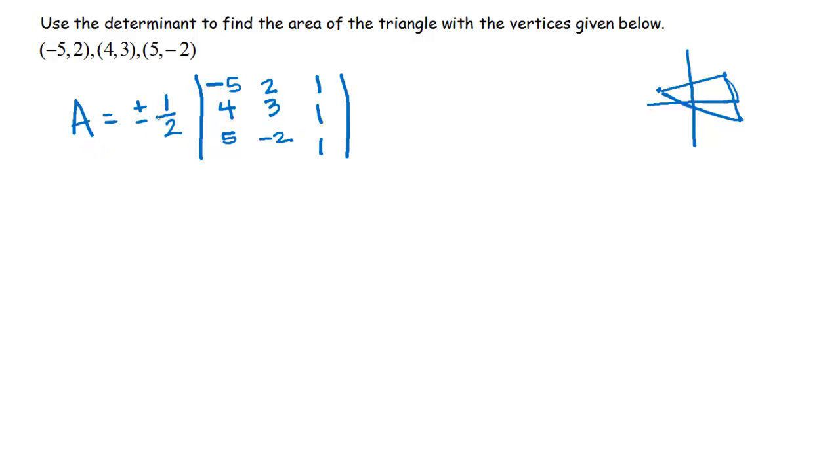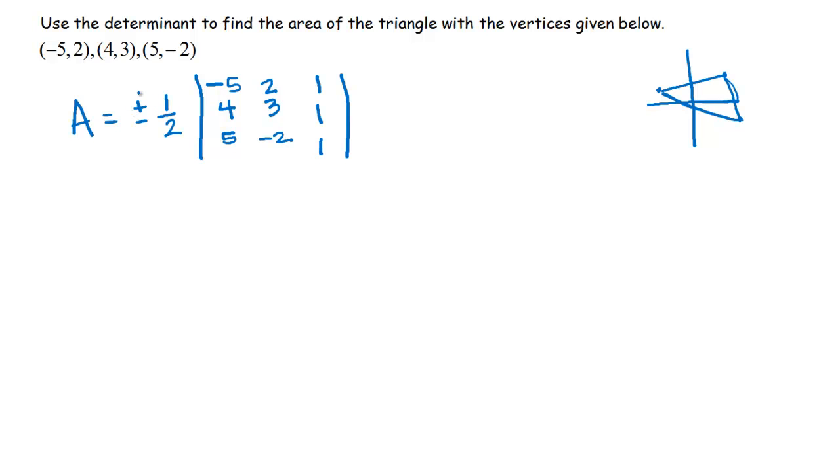Here you go. So a couple of things to note. It doesn't matter which point you use first, as long as this is your x column and this is your y column. And then once you find the determinant of this, multiply it by 1/2. That's pretty much the area.